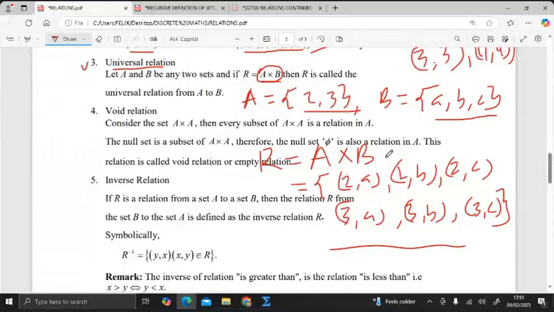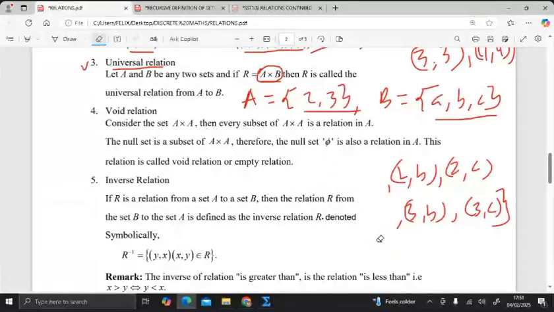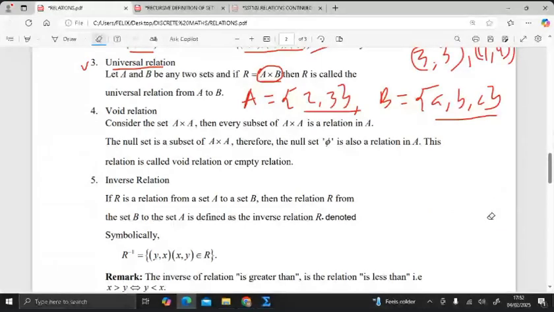Void relation in that case is what we call the null relation, or the null set. In this case, it is simply the empty relation. That is what we call the empty relation. It doesn't have any ordered pair.